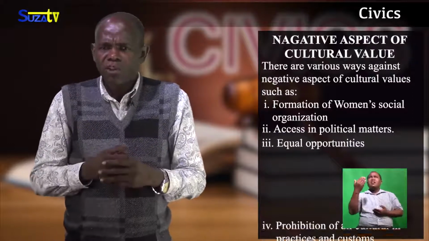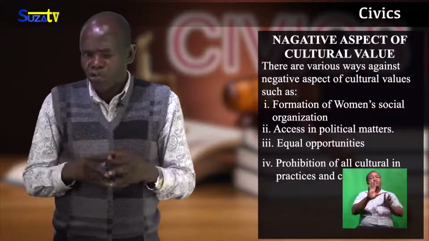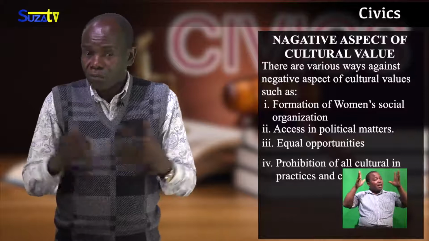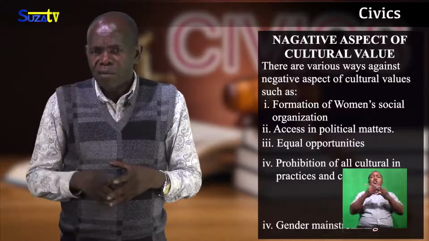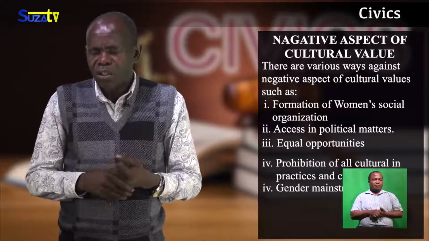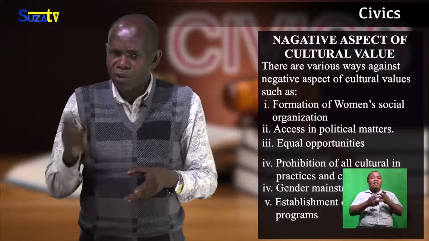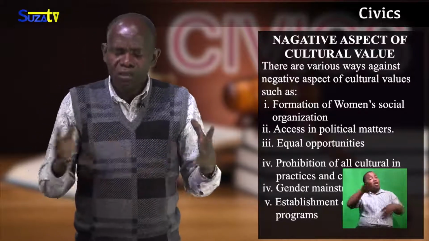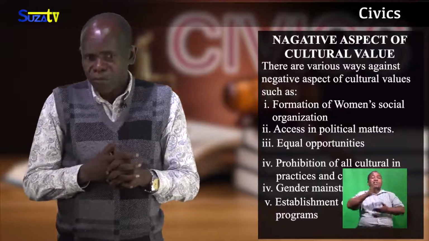Another one is the prohibition of harmful cultural practices and customs. We have to restrict them. The government tries a lot to make sure that elders are living in peace, with no confrontation about them. Gender mainstreaming is another, and the government has established different programs that help those groups of people live safely in the communities and solve the problems they face.